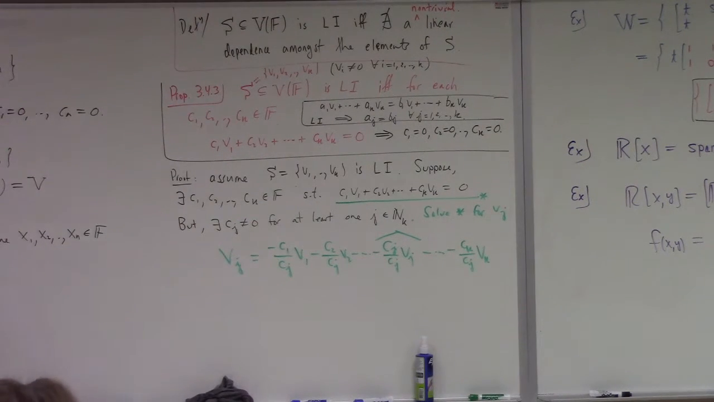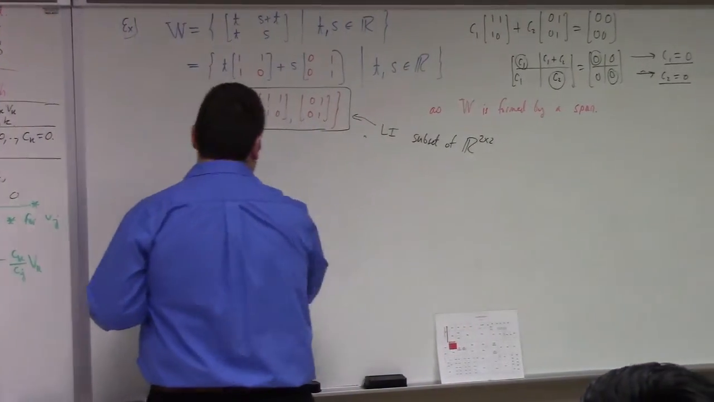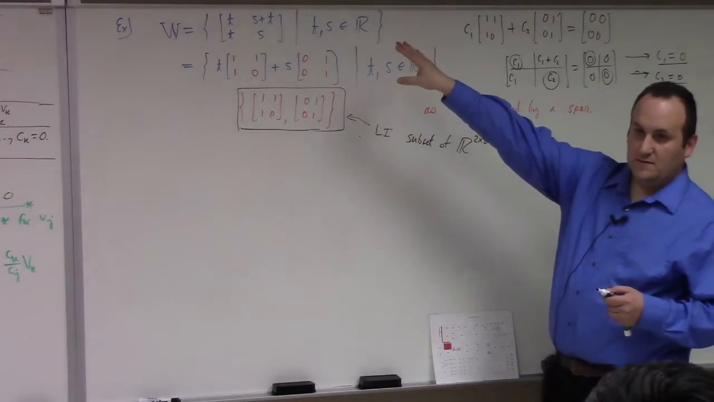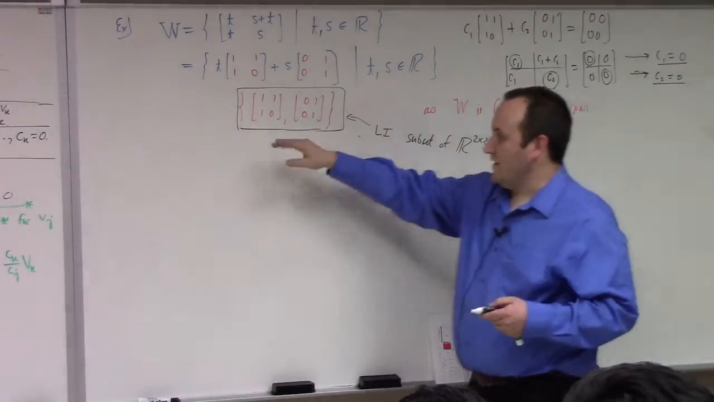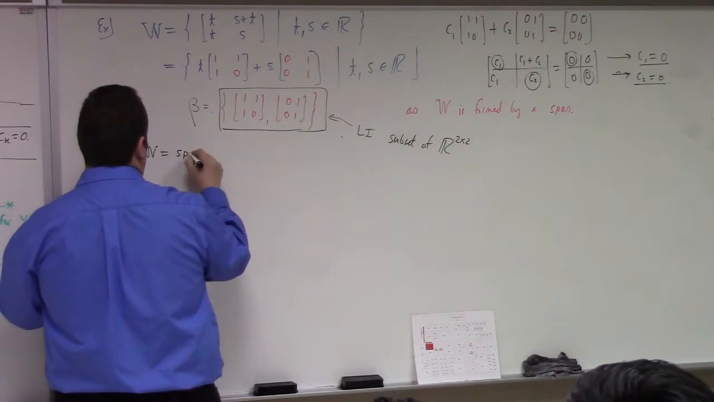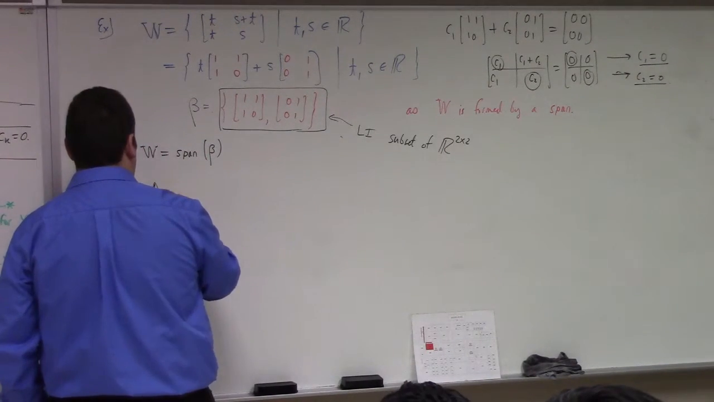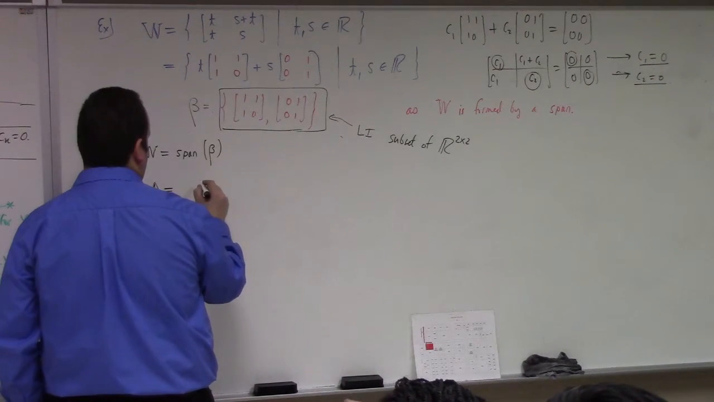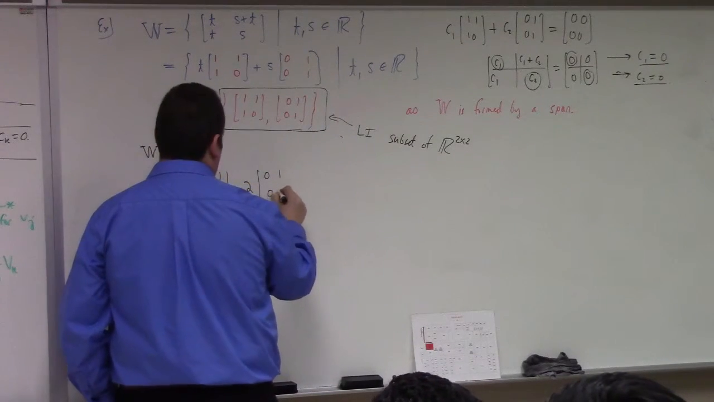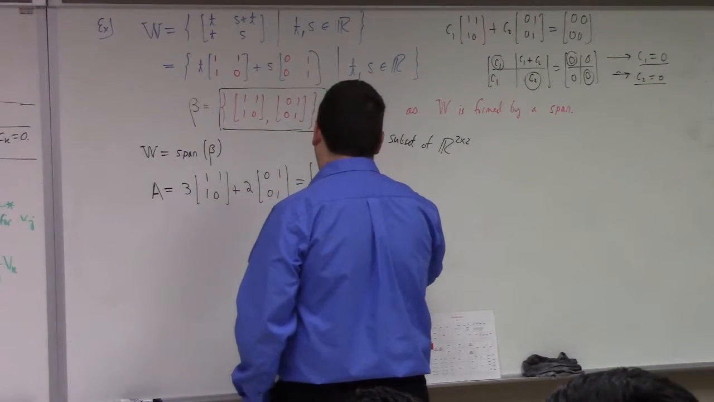Just to give you a simple example of this, and then I'll stop for today. Keeping with this, since this is a linearly independent subset of this subspace W, in fact, I can say that W is the span of beta. And if I was to look at the vector A, which is a matrix, say A is equal to 3 times (1, 1, 1, 0) plus 2 times (0, 1, 0, 1). In other words, this matrix is (3, 5, 3, 5). That's an element of W.